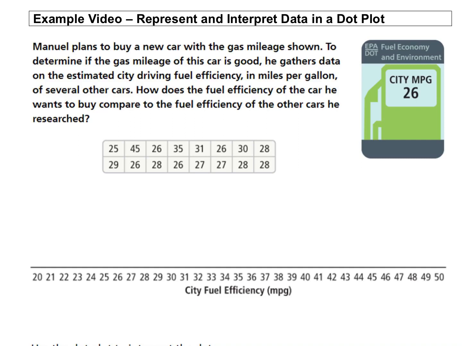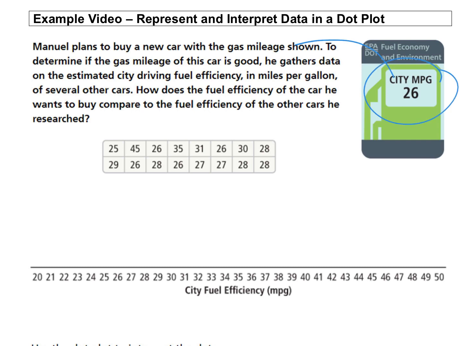All right, our first example video is on representing and interpreting data in a dot plot. So remember, dot plots will show individual pieces of data, where the other two will not. So Manuel plans to buy a new car with the gas mileage shown. So that's going to be this gas mileage right there. So that's the car he wants to buy.